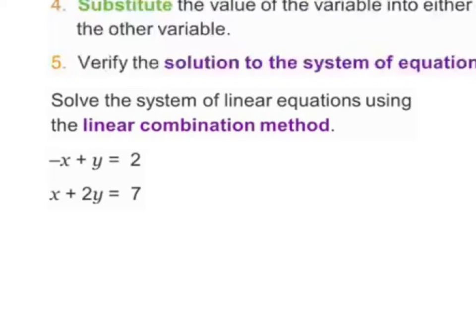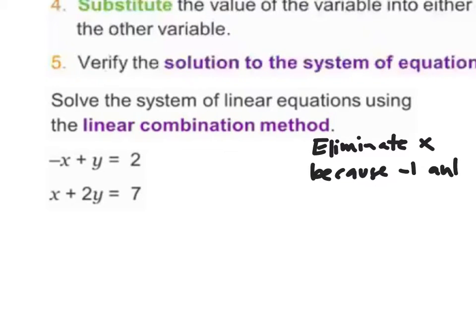We just want to solve this system of linear equations using the linear combination method. Okay, so now here's what I've got. What you want to do is look at the numbers out in front of your variables. Here I've got a -1, a 1. Here I've got a 1 and a 2. Now I'm looking for opposite coefficients. What I notice here is that my x here is a -1 and this is a +1. So these are opposite. So we are going to eliminate the x, because -1 and 1 are opposites.